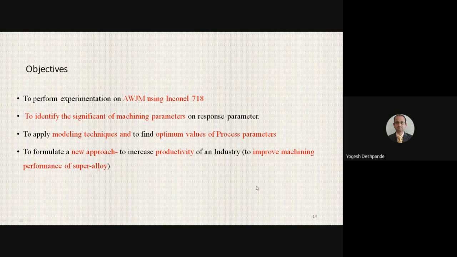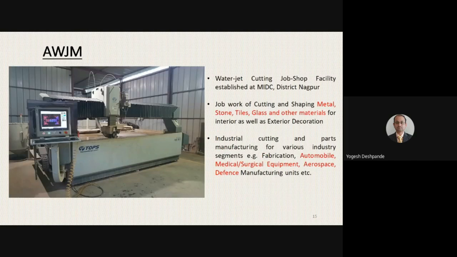Based on these points, the objectives are framed. The first one is experimentation, then identification of significant and insignificant AWJM parameters, modeling, and identifying the optimum points to enhance the machinability of Inconel 718.